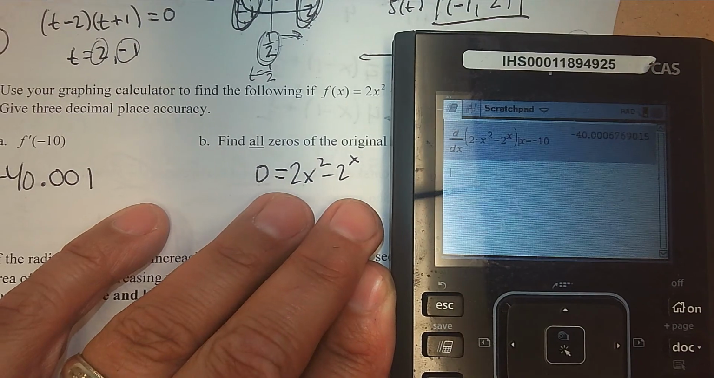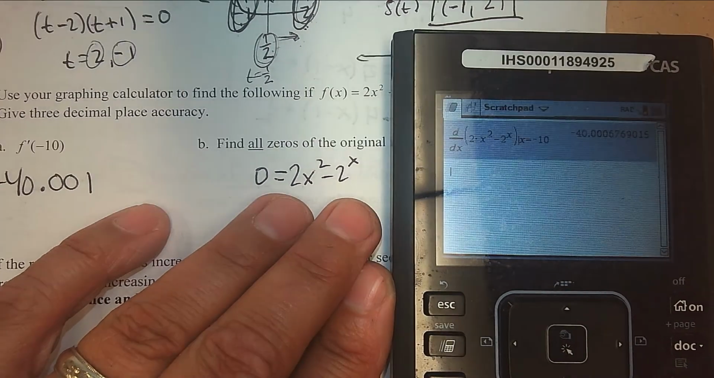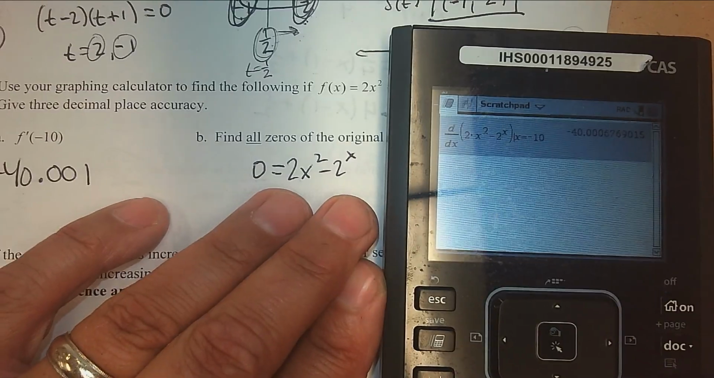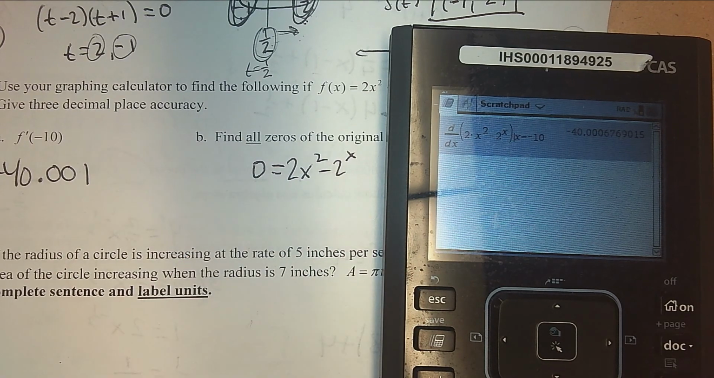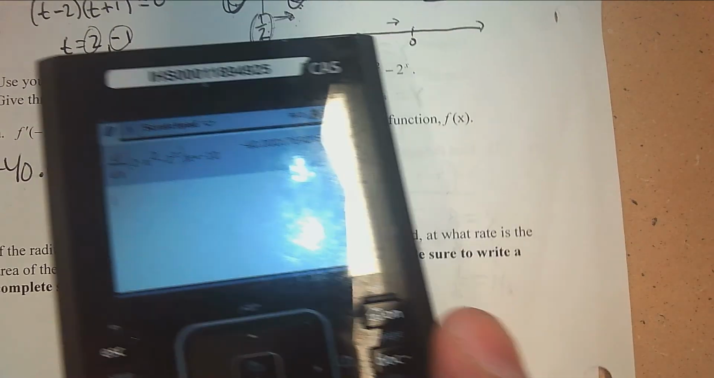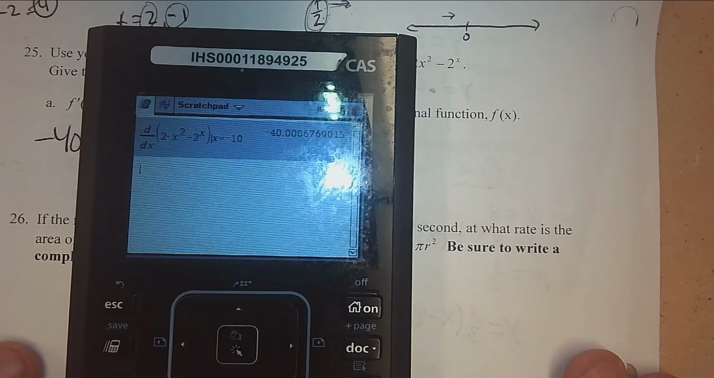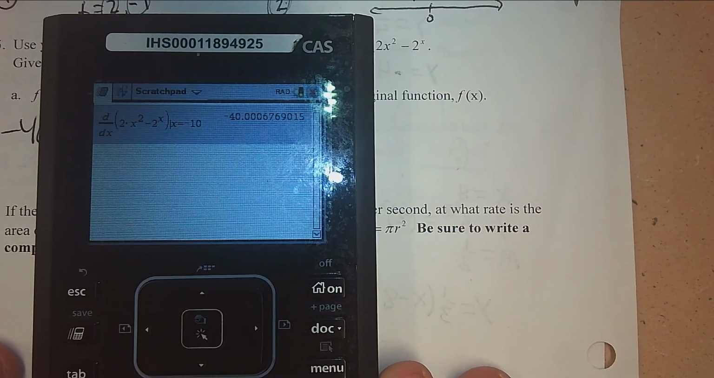Trying to get that perfect angle so you can see it without there being a shine at all from the light. How about on this side? Oh, I see that light trying to creep in onto the calculator. All right, here we go.